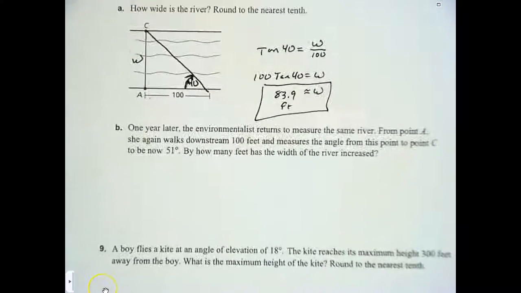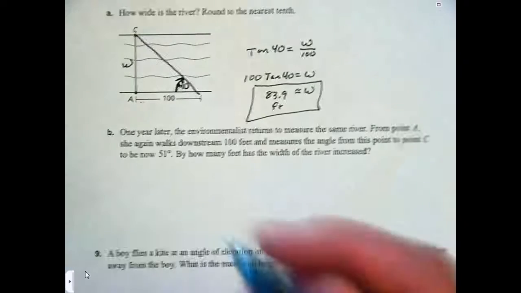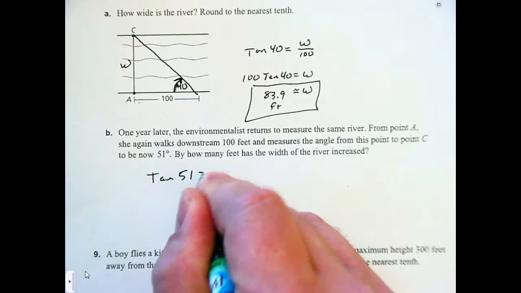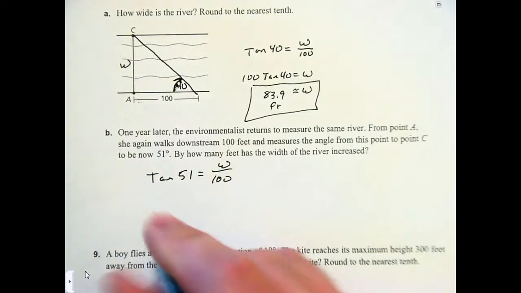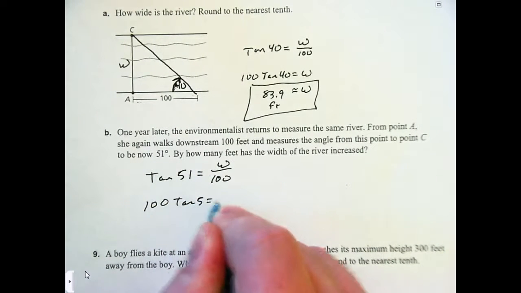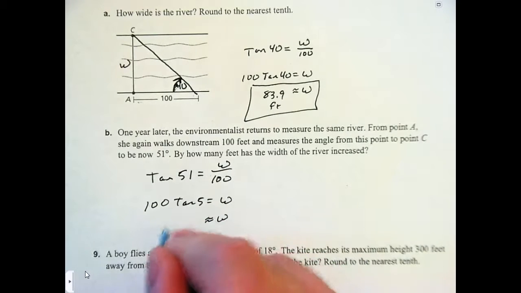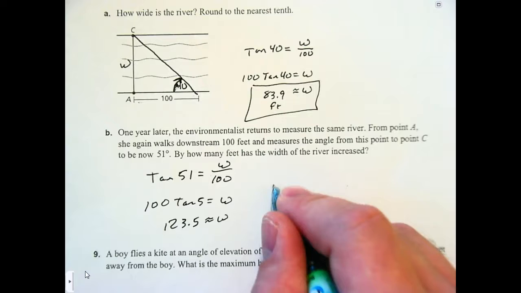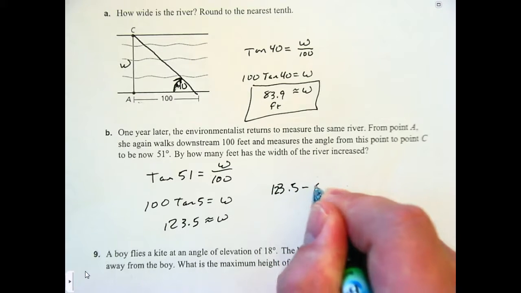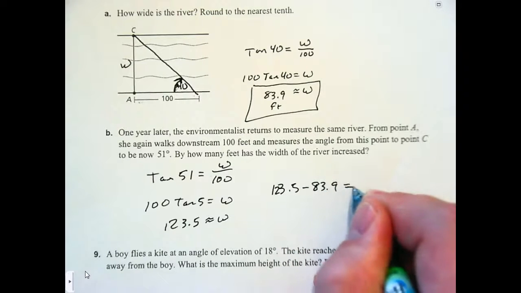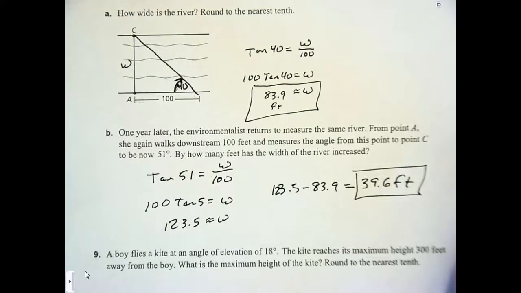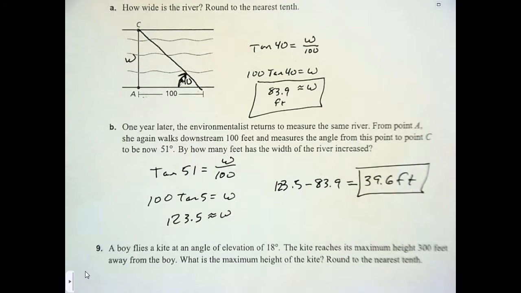I'll be around. Check out letter B, please. How does it change? Now instead of tan 40, it's tan 51 equals W over 100. So we get 100 tan 51 equals W. And so how has the width changed? It went from 83.9 to 123.5, which is about 39.6 feet. Holy cow, that's a big change. Some erosion.